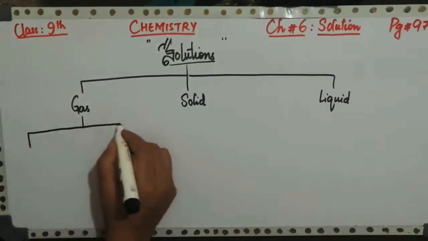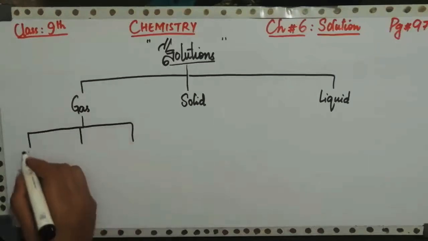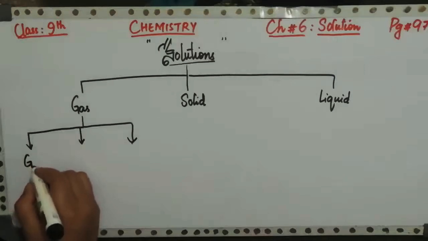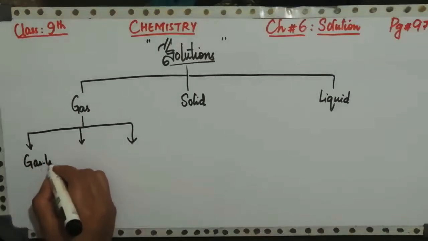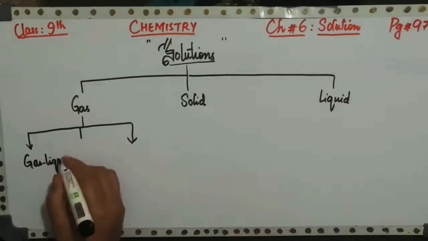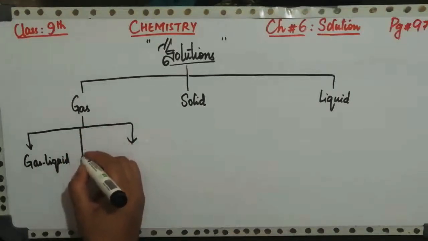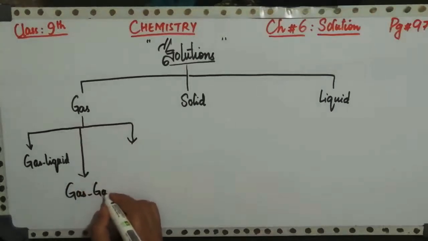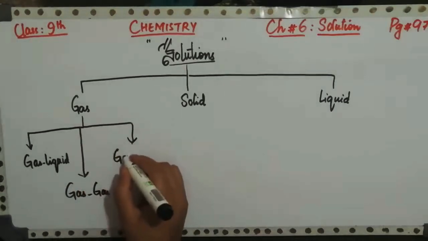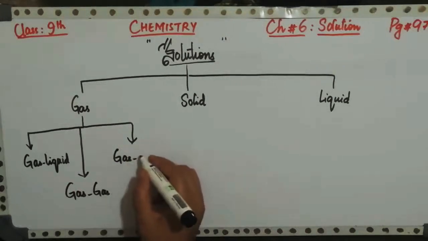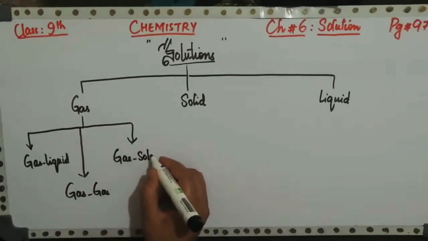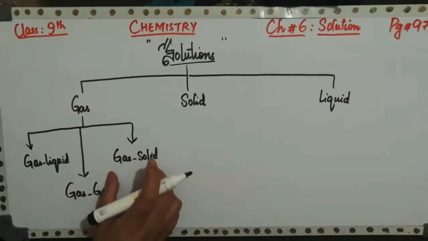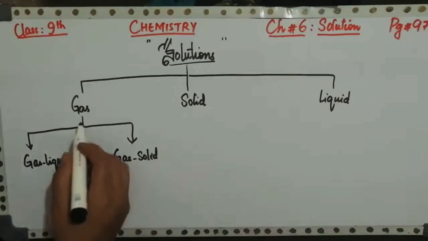Gas can make 3 types of solution. What are these 3 types of solution? One is gas-liquid solution. Then we move on to the gas-gas solution. And the third type of solution is gas-solid solution, or you can also write solid-gas solution. But here I am starting from gas.